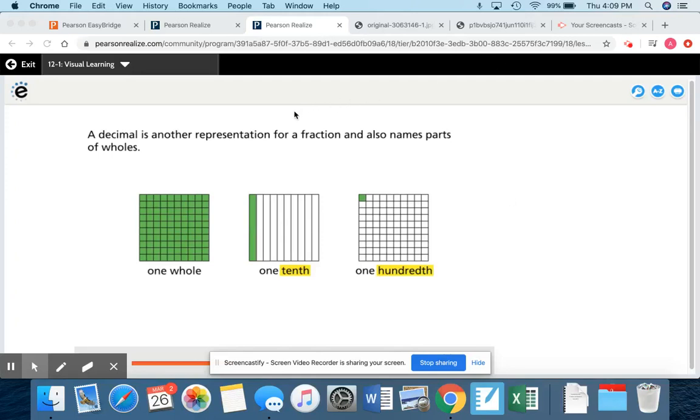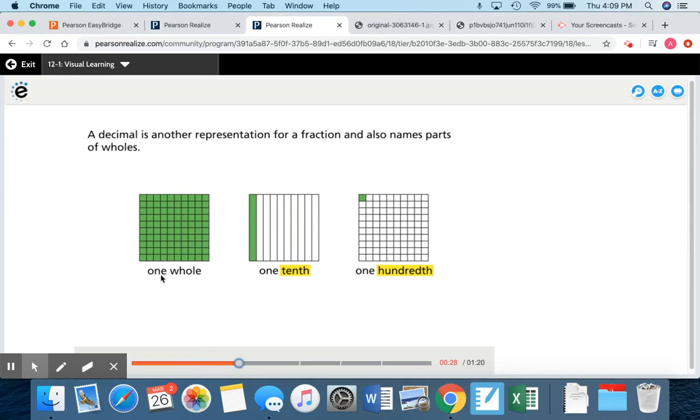So today in 12-2, we're going to learn how to locate fractions and decimals on a number line. Yesterday in 12-1, you learned how decimals and fractions are related. So I wanted to just quickly review that by looking at these models.